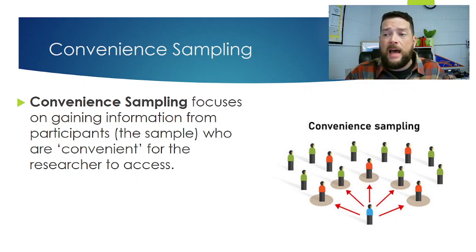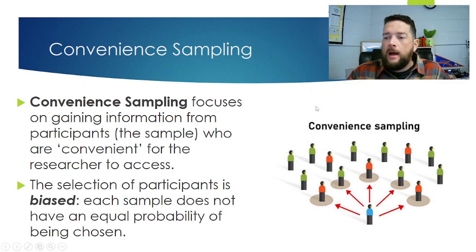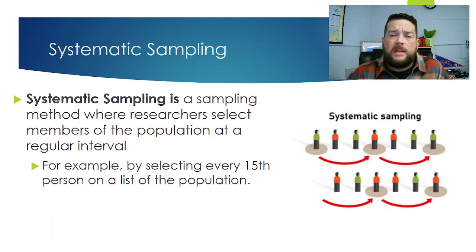So that's the downside: there's a lot of bias with convenience sampling, but the upside is you can get your research done pretty fast. If you're looking for a quick answer that might not be the most accurate, but at least gives us a ballpark figure, then convenience sampling might be the one you want to do. Because the selection of participants is limited to those that are easy to attain, it is heavily biased. Out of all the ones I'm going to show you today, this one has the most amount of bias. Let's go on to systematic sampling.